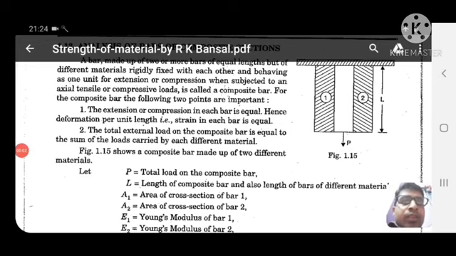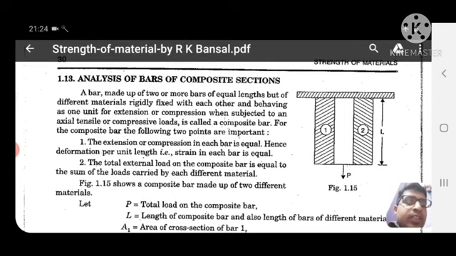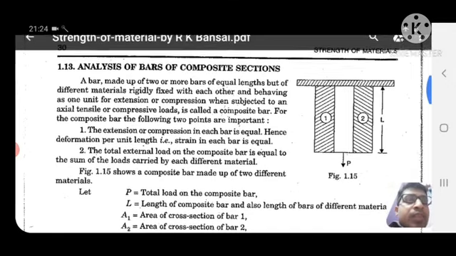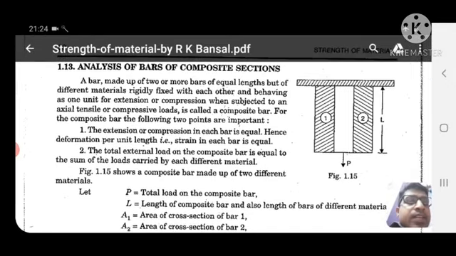Hello, today I am discussing analysis of bars of composite section. Actually, a bar made up of two or more bars of equal length but of different material, rigidly fixed with each other and behaving as one unit for extension or compression when subjected to an axial tensile or compressive load is called a composite bar.